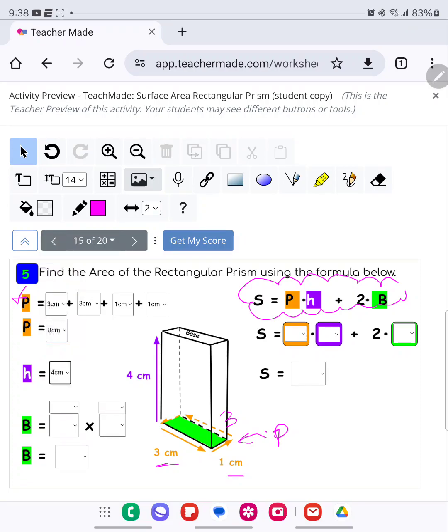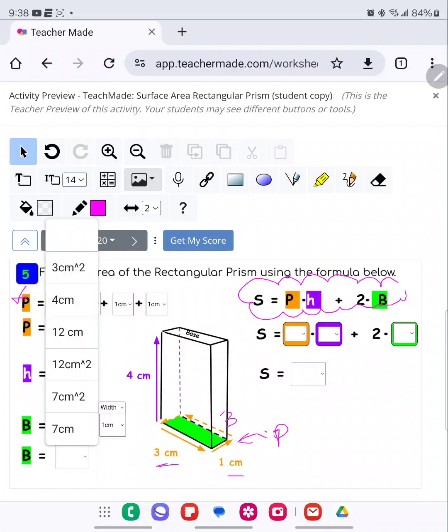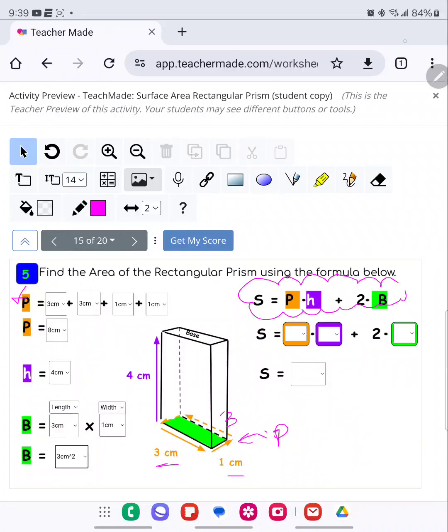Okay. Now, how do you find the area of the base that's green? So it's a rectangle, and we're just going to do length times width. So here you're going to put length times width. And well, the length is how long it is, right? So it's 3. And the width is going to be 1. So guys, what's 3 times 1? Well, it's just going to be 3 centimeters squared.